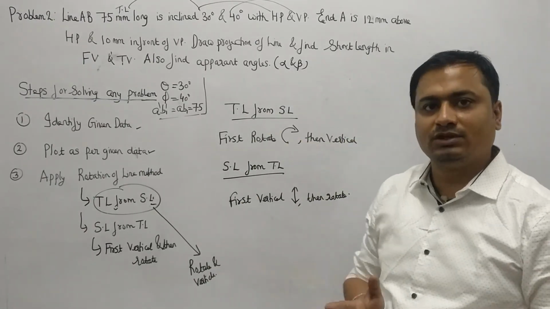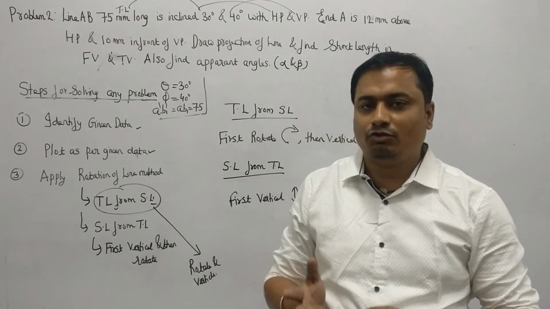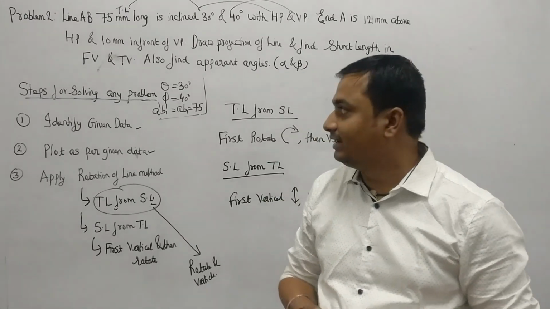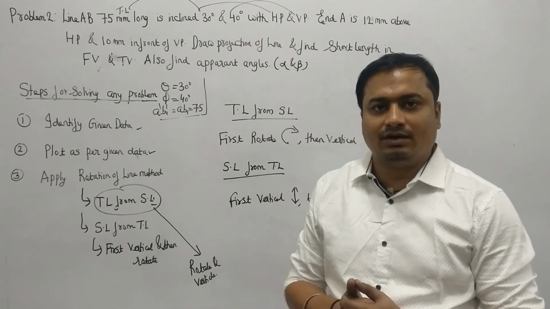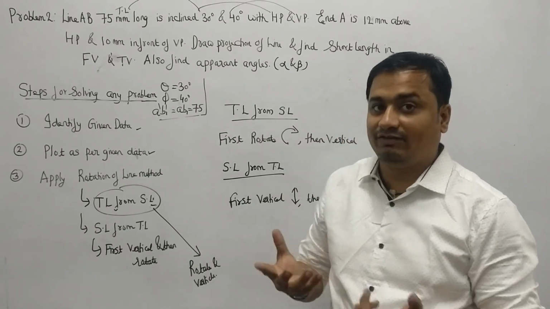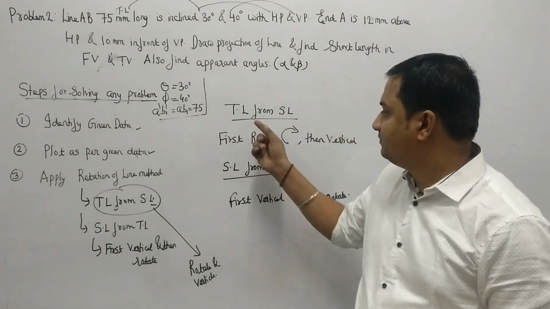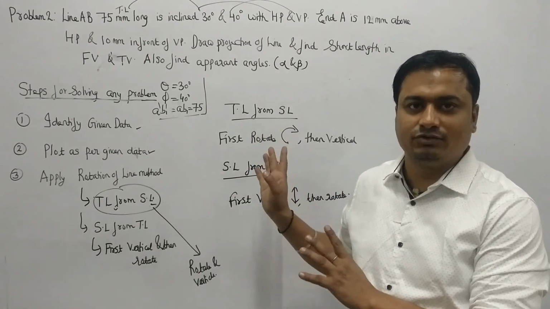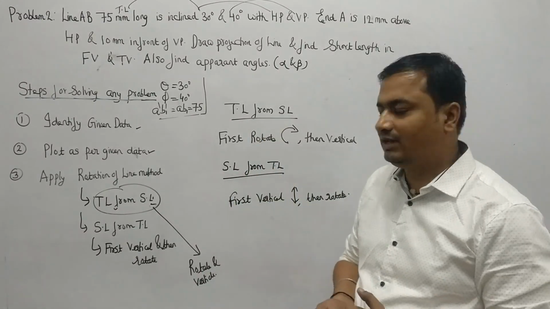So we have seen both the problems of line, to find short from the true or true from the short. Again I will be taking one more problem in the next video. In that we will be identifying whether we have to go for this one or this one. That is based on the problem. We have to see the data, then decide whether we have to go for this or this.